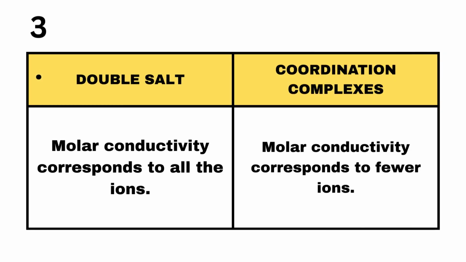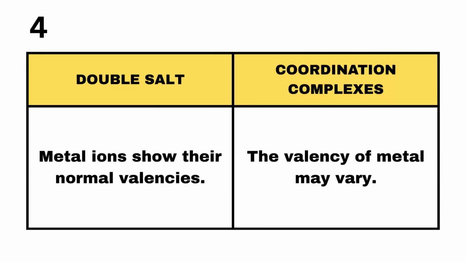Third, the molar conductivity of double salts corresponds to all the ions as given by the constituent compounds. Whereas, in coordination complexes, molar conductivity corresponds to fewer ions as given by the constituent compounds. Fourth, the metal ions of double salts show normal valencies. Whereas, in coordination complexes, the valency of metal may vary.